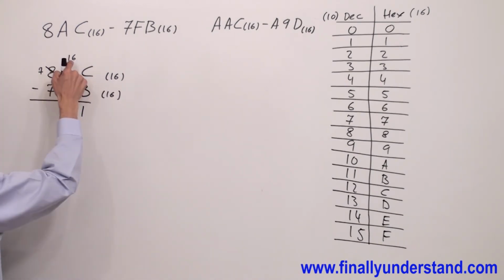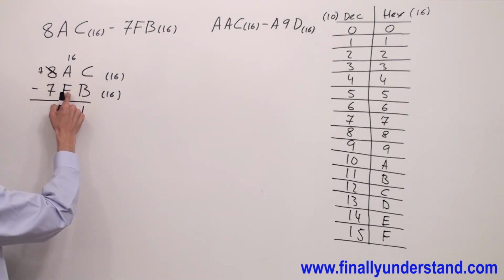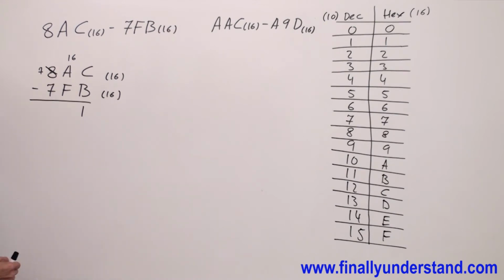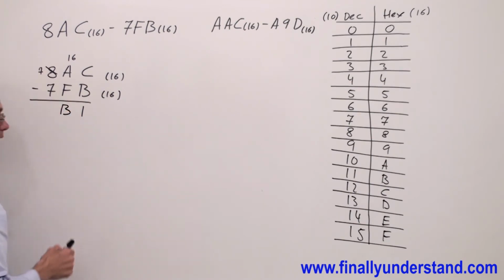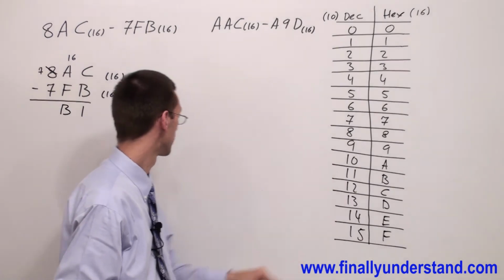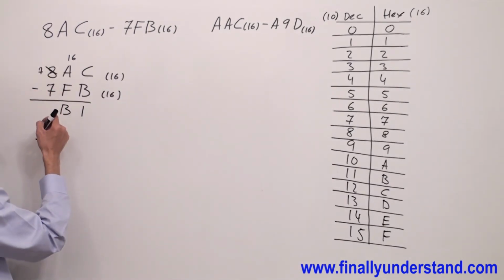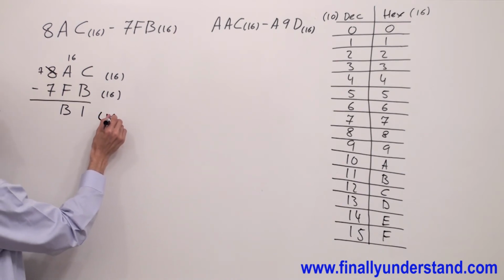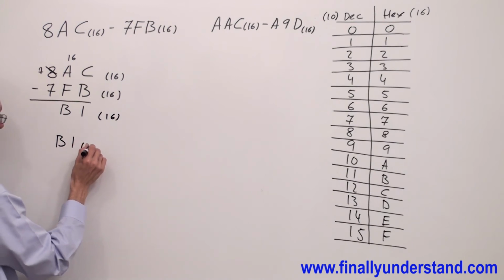Now, 16 plus 10 is equal to 26. 26 minus 15 is equal to 11. That's why I'm going to write over here B, because B is 11. 7 minus 7 is equal to 0. B1 is the solution to my problem.